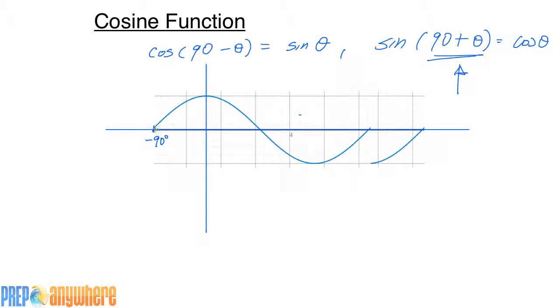Okay, so this picture right here is a picture of this one. So that picture then must be the cosine curve. This must be y is equal to cosine of theta.